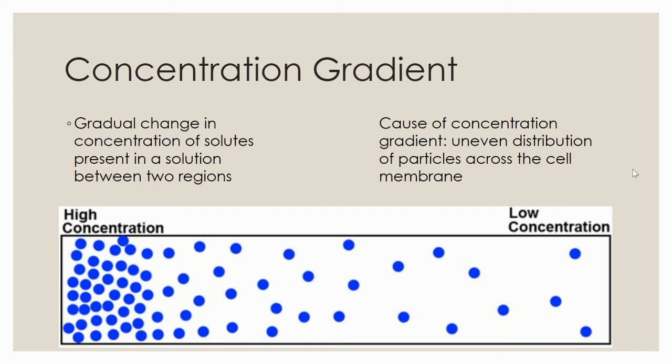All right, now once you know that we have things called concentrations, you can find out that we have this thing called a concentration gradient. A concentration gradient is a gradual change in the concentration of solutes when there are two different regions in a solution. Basically, it's an uneven distribution of particles across the cell membrane. You can see here there's a high concentration in this area, a lot of particles, and a low concentration over here. So there is a concentration gradient: an uneven distribution of particles, and a gradual change, high and low.